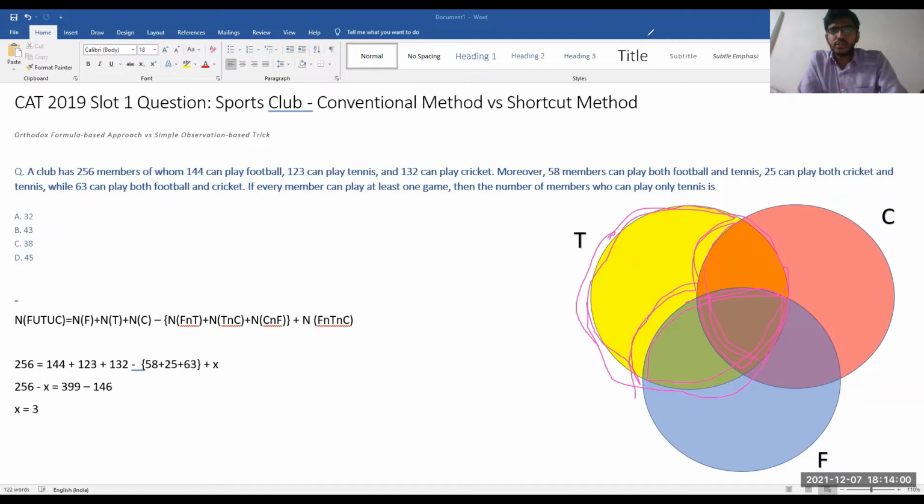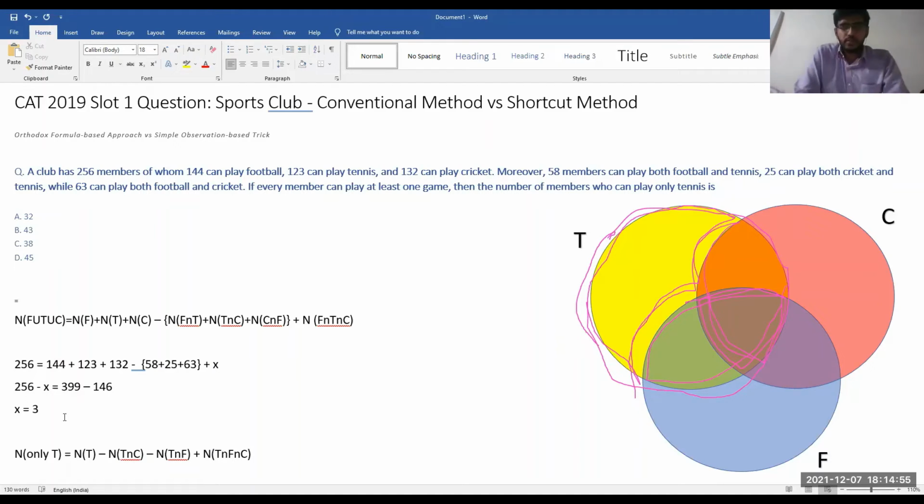So let us perform that calculation and then we'll have our answer, right? So let's just do that. So what we need to find, number of players who play only tennis, can be represented as n of T, right? So number of players who play only tennis can be represented as the total number of players who play tennis, including those who play other sports, minus the number of players who play both tennis and cricket, minus the number of players who play tennis and football, and plus the number of players who play tennis and football and cricket, right?